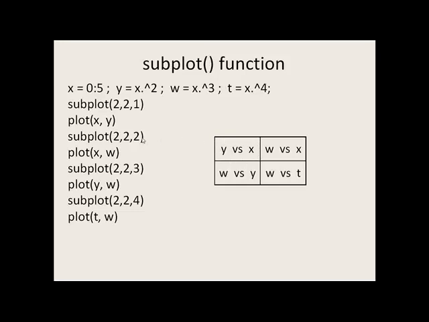Then we say subplot again. And now we're referring to the second cell, or the cell in the upper right corner. In that cell, we are going to plot w versus x. Then we go to the third cell, which is the lower left cell. And there we're going to plot w versus y. Finally, we go down to the fourth cell, which is the lower right cell, and we're going to plot w versus t.